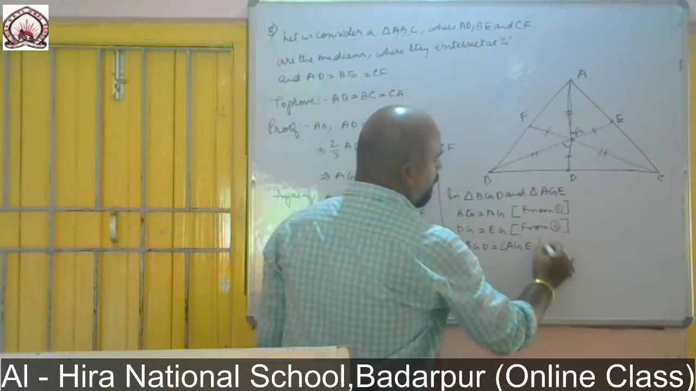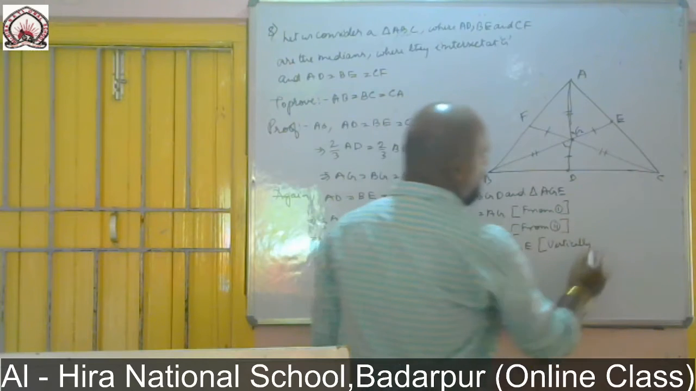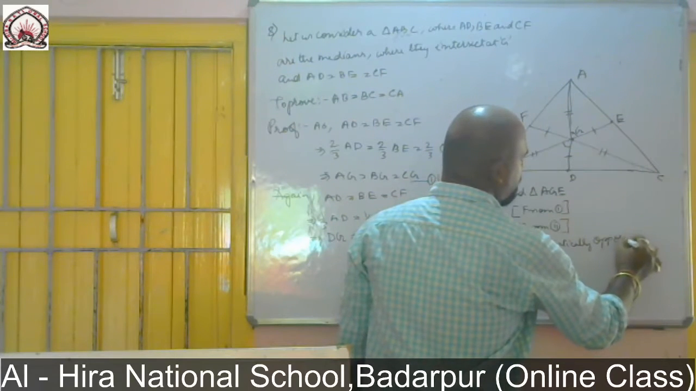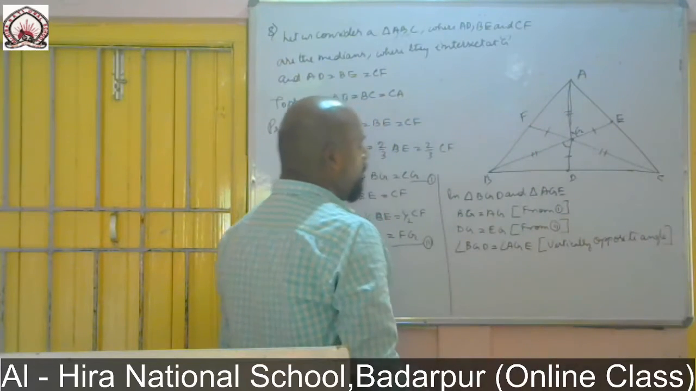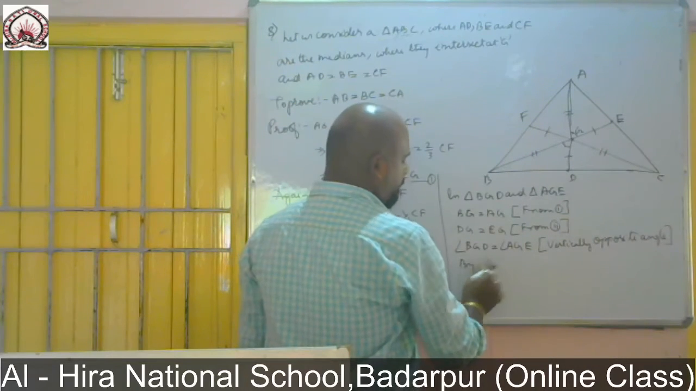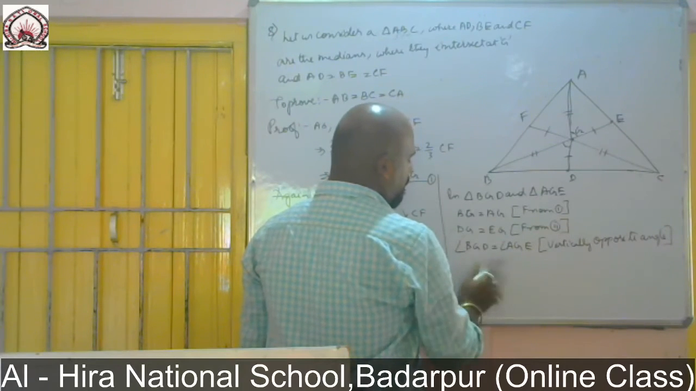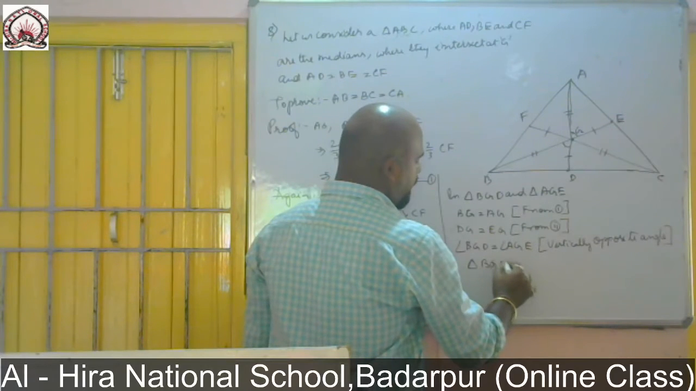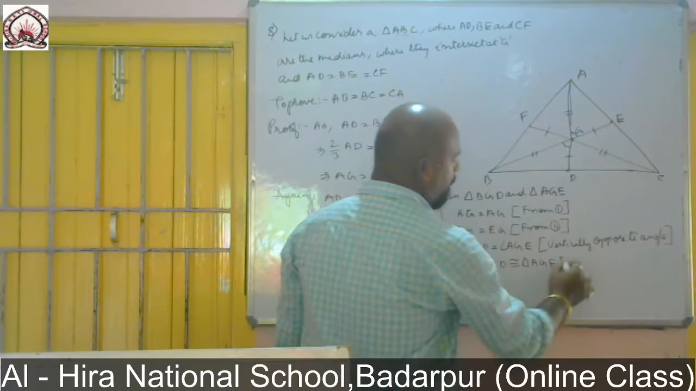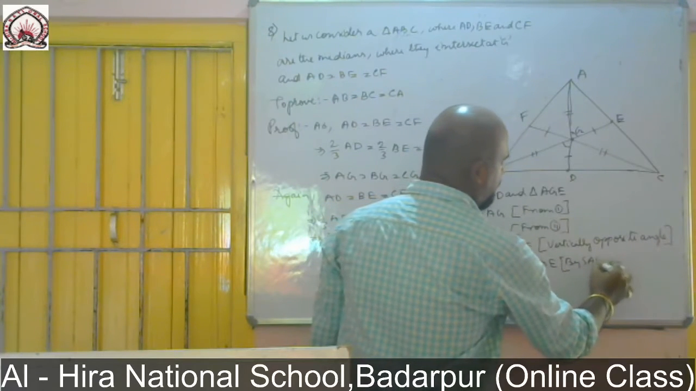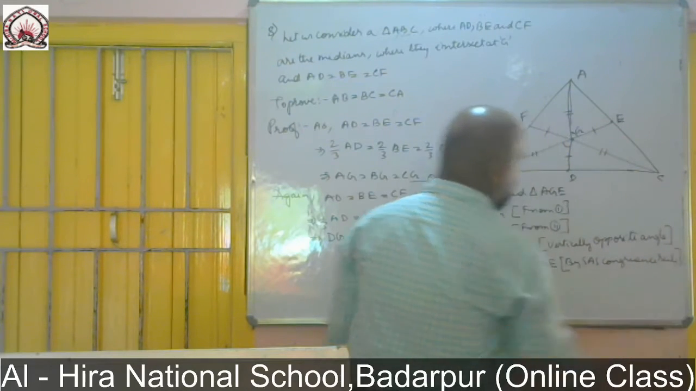Vertically opposite angle. So by SAS, triangle BGD is congruent to triangle AGE by SAS congruence rule.